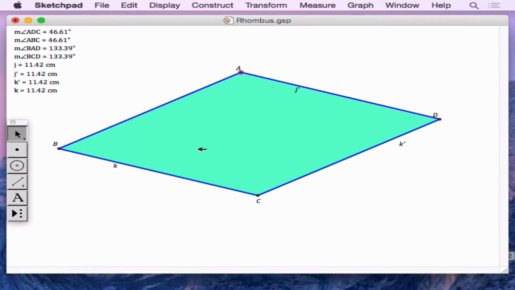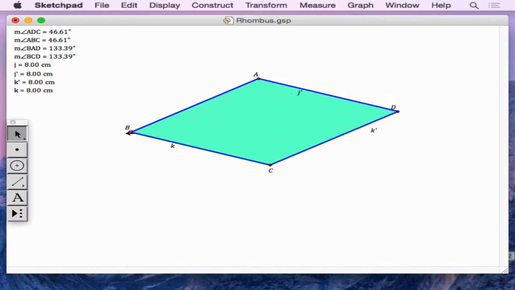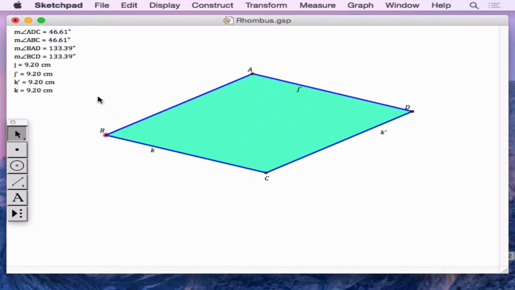Alright, so it appears that the sides are congruent. How does that make it different from a parallelogram? In a parallelogram, only the two opposite sides are congruent. Good. All 4 sides are congruent.